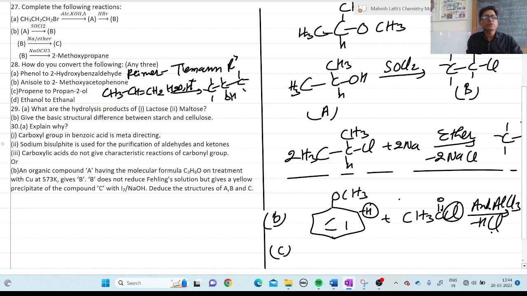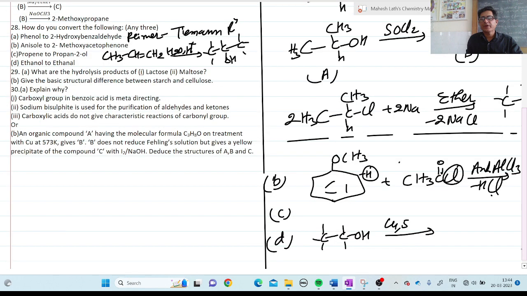Last one is ethanol to ethanal. Ethanol to ethanal is a very simple reaction. Ethanol can be oxidized by Collins reagent or copper at 573 Kelvin. Hydrogens are removed. The reaction is called a dehydrogenation reaction. And the product formed is ethanal.